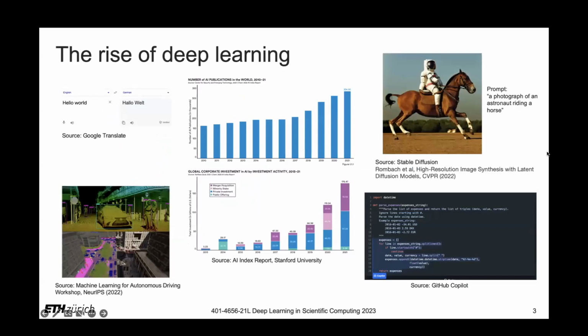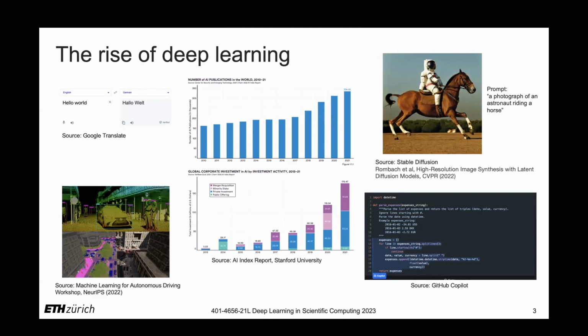And so I said deep learning and machine learning in general and the field of AI has really exploded over the last decade. And you can see this in the world today. So for example, every time you go onto Google Translate, it's a machine learning model behind the scenes. Self-driving cars are hopefully going to be on the road soon. And again, this is really relying on machine learning autonomous systems. If you look at the number of publications in AI, it's growing rapidly. And also the amount of investment into AI companies and startups is really increasing.